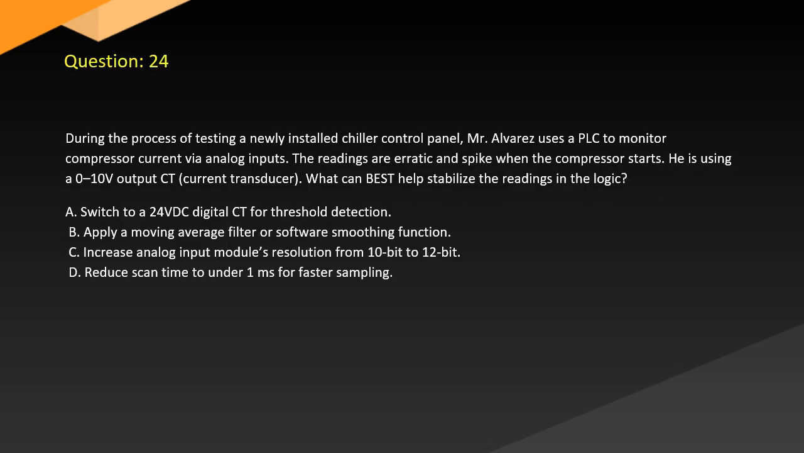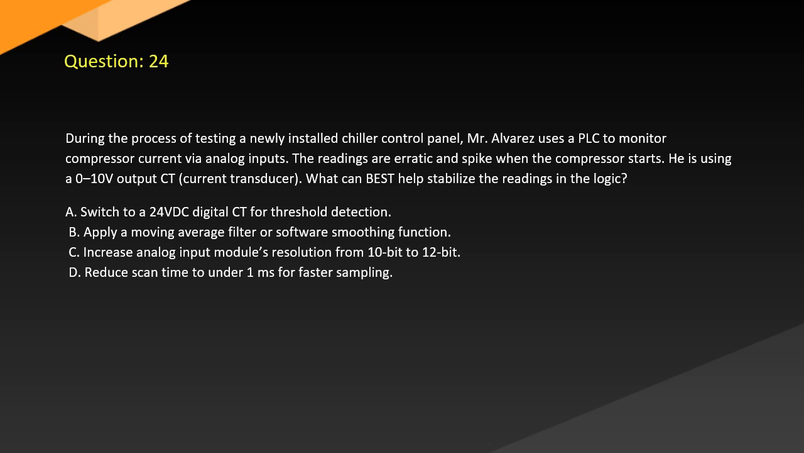Question 24. During the process of testing a newly installed chiller control panel, Mr. Alvarez uses a PLC to monitor compressor current via analog inputs. The readings are erratic and spike when the compressor starts. He is using a 0-10 volt output CT current transducer. What can best help stabilize the readings in the logic?